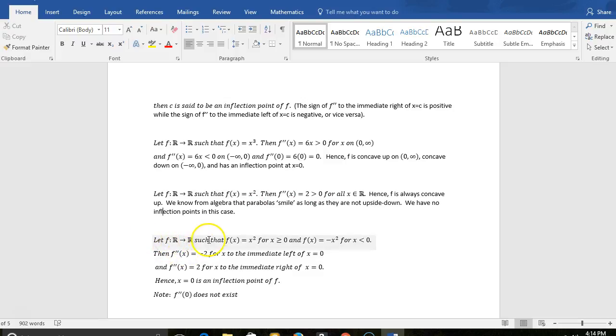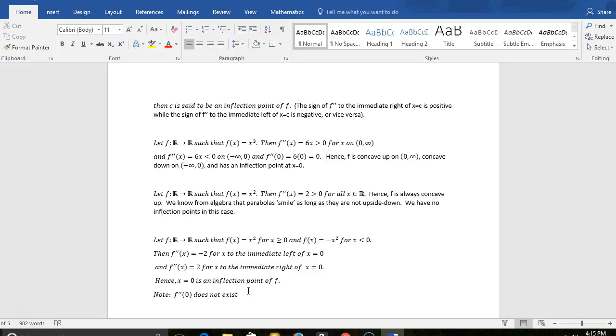Now let f be a function from the reals to the reals such that f of x equals x squared for x non-negative, if x is either 0 or positive, and f of x equals negative x squared for x negative. Then f double prime equals negative 2 for x to the immediate left of the origin, or x equals 0, I should say. And f double prime, now keep in mind, equals positive 2 for x to the immediate right of x equals 0. Hence, x equals 0 is an inflection point of f. Note, however, that f double prime does not exist. So f double prime of 0 does not exist.